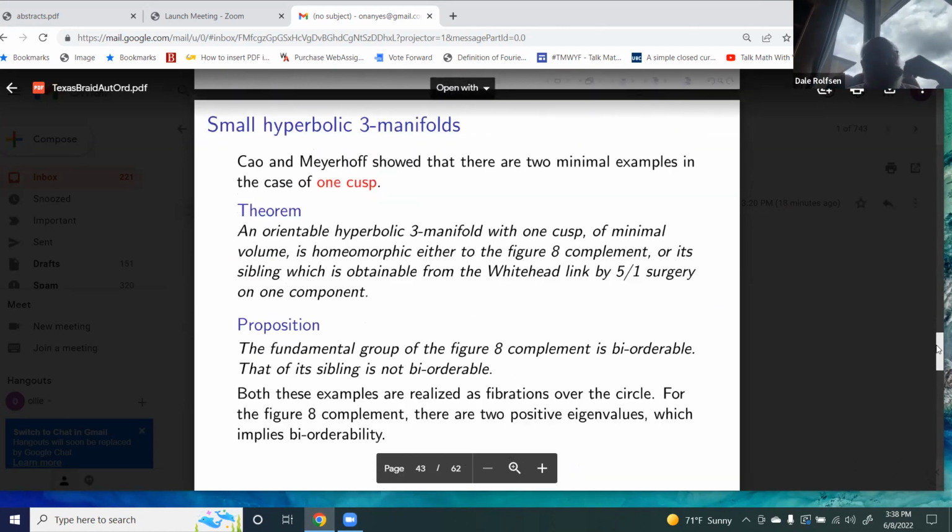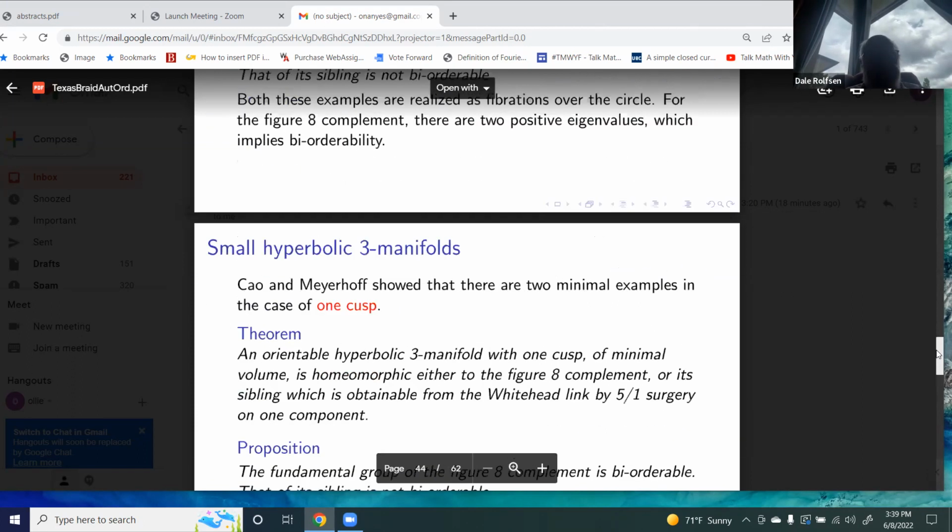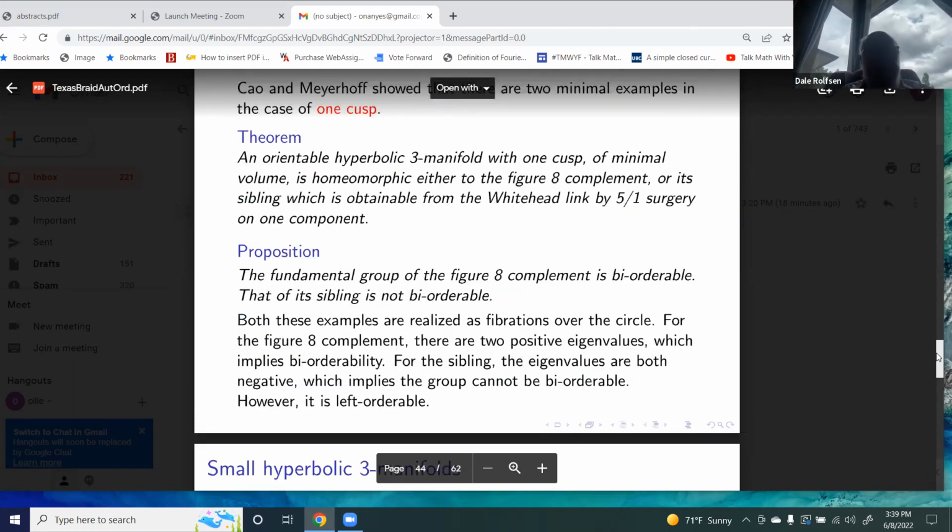Both those examples are realized as fibrations over the circle. For the figure 8 complement, there are two positive eigenvalues for the monodromy, which implies biorderability. On the other hand, biorderability would imply at least one eigenvalue should be positive, but the sibling has two negative real eigenvalues. So that group cannot be biorderable. On the other hand, it is left orderable.